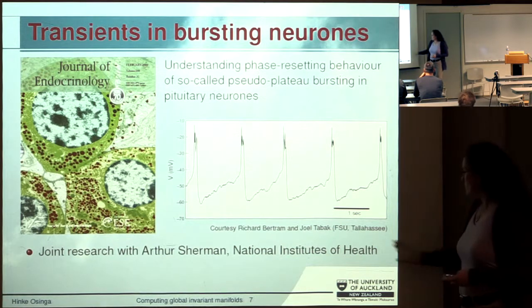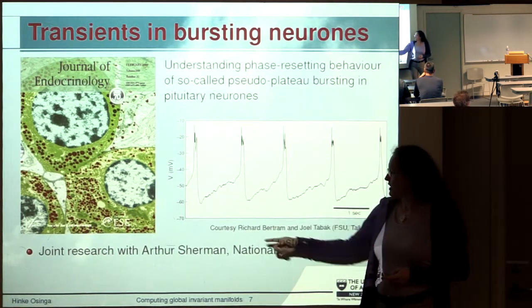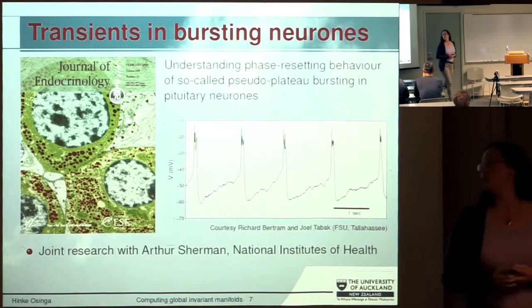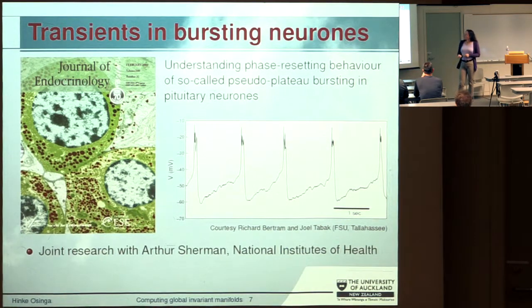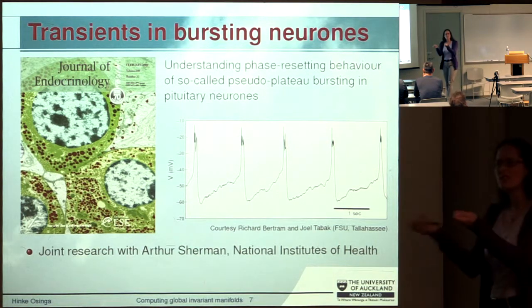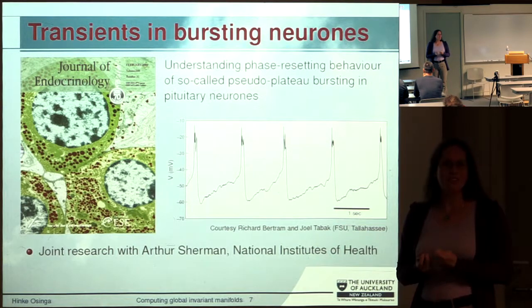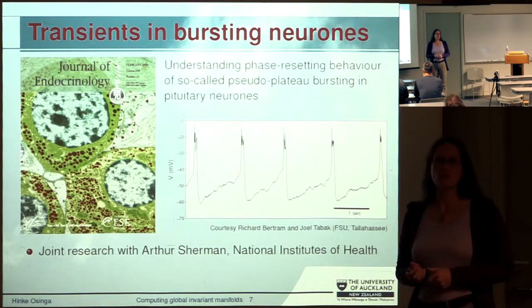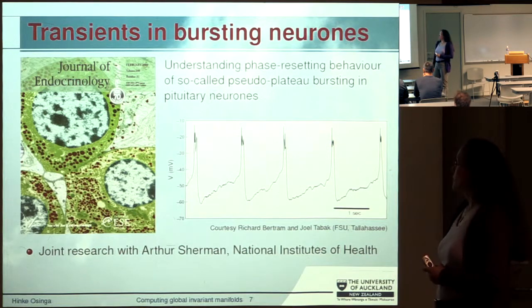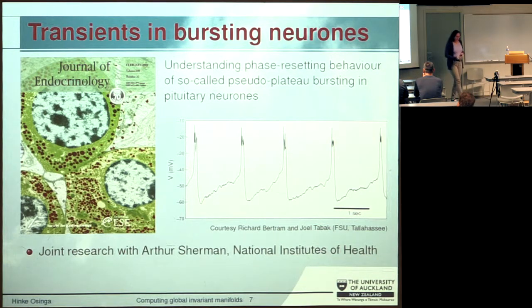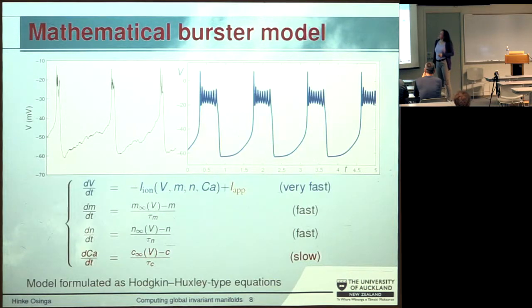And I should have maybe mentioned that this time trace actually is from the lab of Richard Bertram and Joel Tabak. And their main interest is, there are different types of pituitary neurons. How can you tell, based on such a simple experimental protocol, what is actually happening? What kind of neuron do you have based on what you're seeing in the phase resetting? And so Arthur Sherman and I really studied this in the context of a somatotroph cell, which is a very interesting model, or a very interesting mathematical structure underlying this type of bursting.